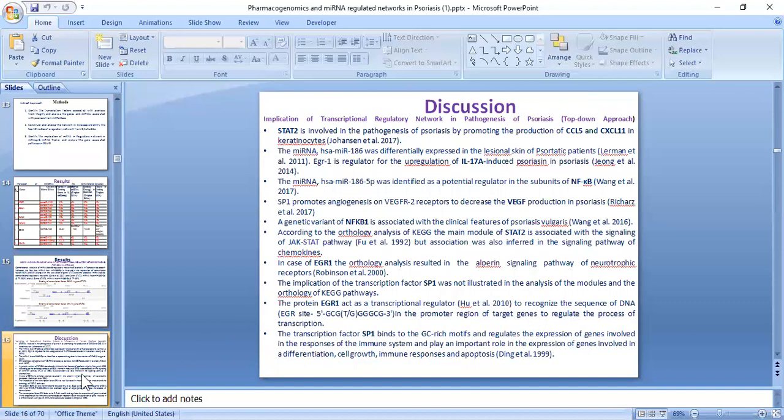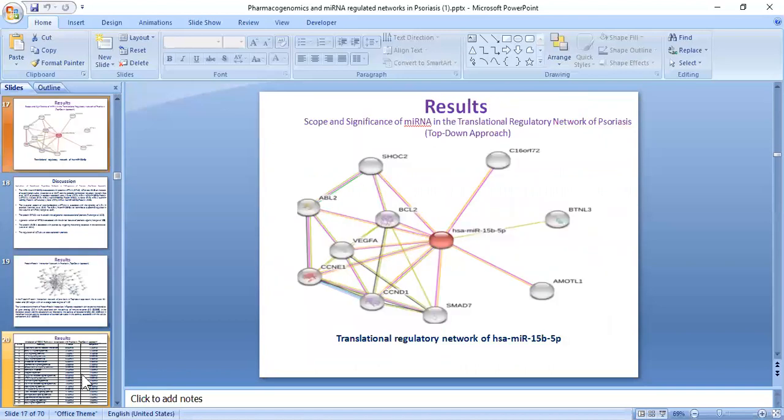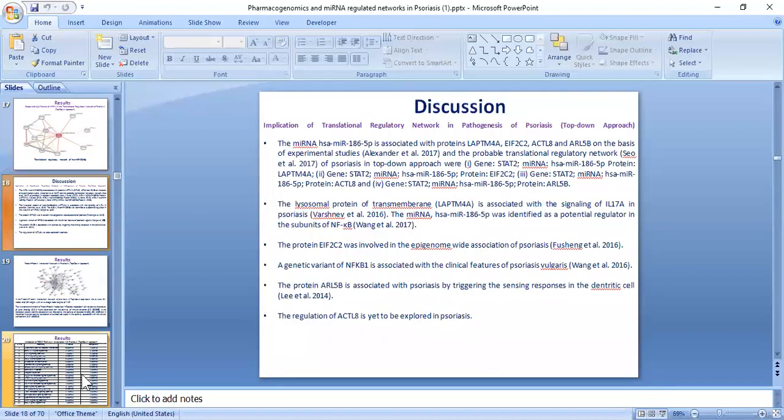For a lot of hits which I have obtained in my regulatory network, I have looked at the literature on the associated pathways. You have a high level of associations in recent studies. And it's not only transcriptional repression, it's also translational repression that forms the regulation. The novel target which I found is ACTL-led. It is to be explored in psoriasis.